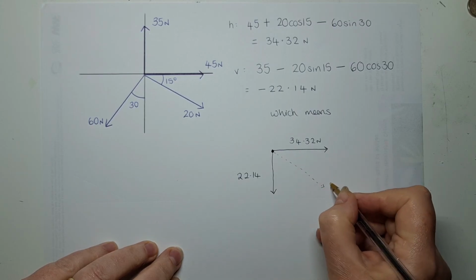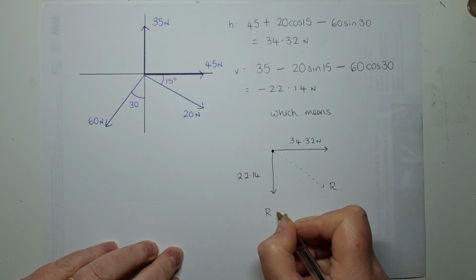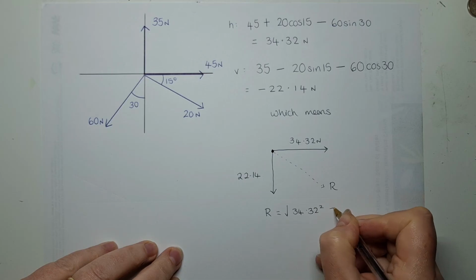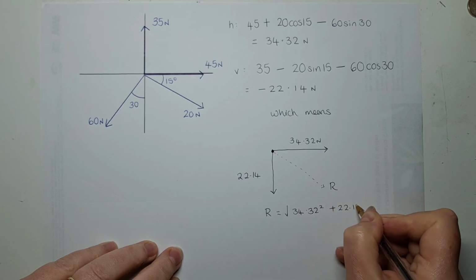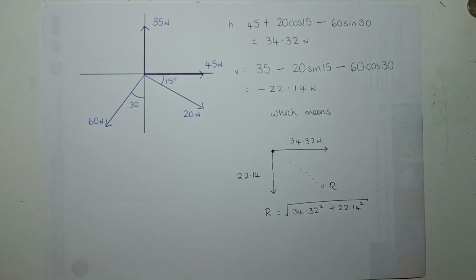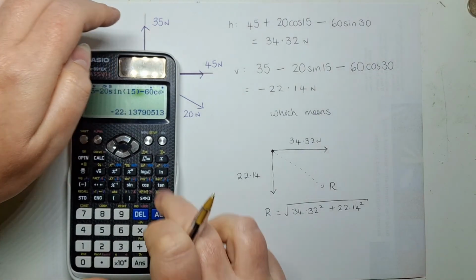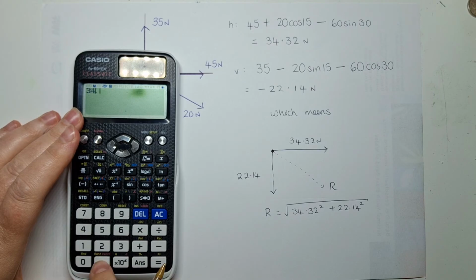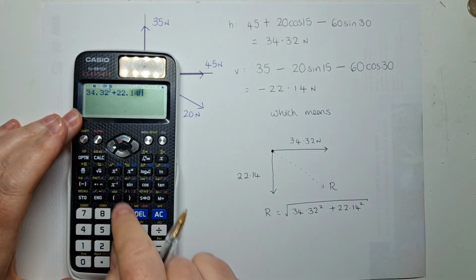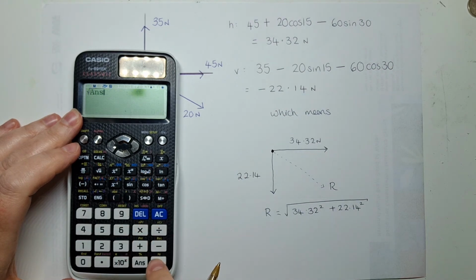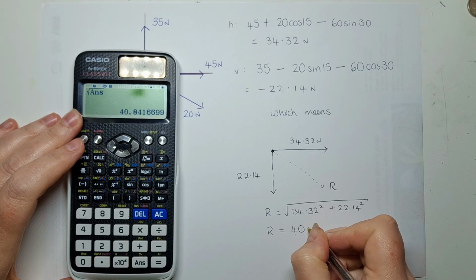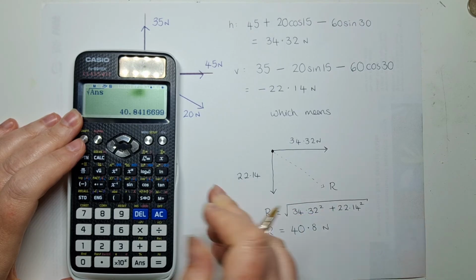So let's call that R for resultant, and we just do Pythagoras. And I don't really need a minus because even if I put it in, it'll disappear as I square it. Okay, so 34.32 squared, add 22.14 squared, square root that. We've got a resultant force there of about 40.8 newtons.